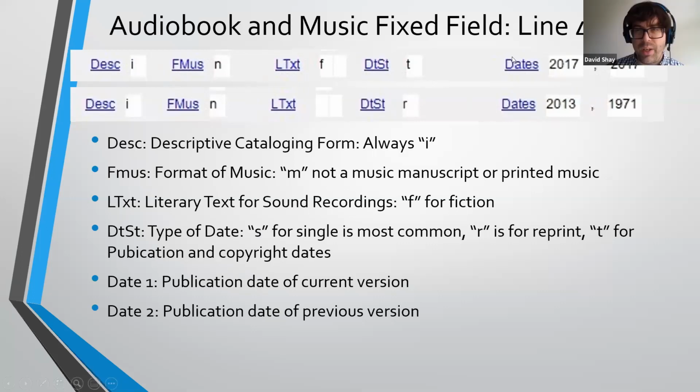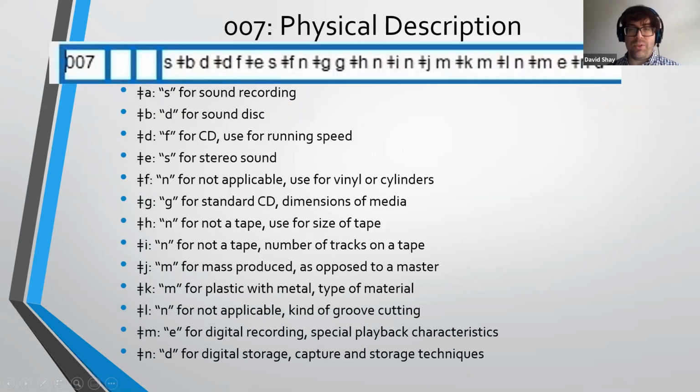And then our DtSt and our dates. S again is going to be single, for single date, is most common. Again, we have things like R for reprint or T for publication and copyright dates. So for example, this one is a reprint of a 1971 album done in 2013. And then in our dates, we have current date of current version and date of previous version. Any questions about fixed fields before we dive into the remainder of the audiobook section or the CD section?